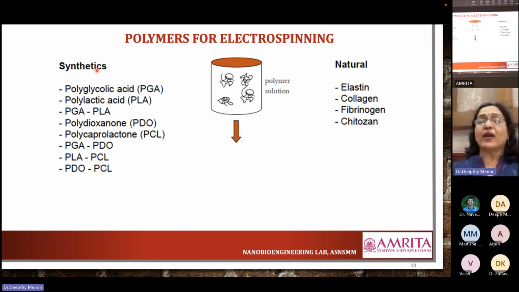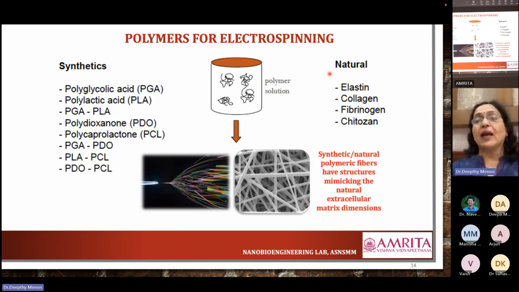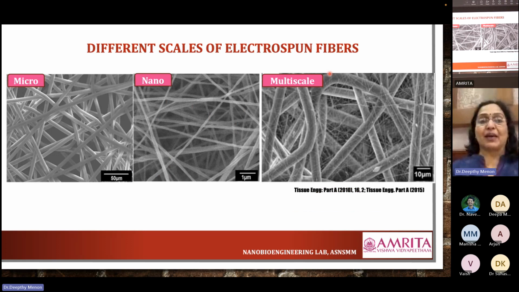You can develop nanofibers from synthetic polymers like PLGA, PLA, PCL, etc., as well as natural polymers like collagen, elastin, chitosan, etc. You just need to prepare a polymer solution of the right concentration and viscosity. And you'll get fibers like this, which have structures that mimic the natural extracellular matrix dimensions.